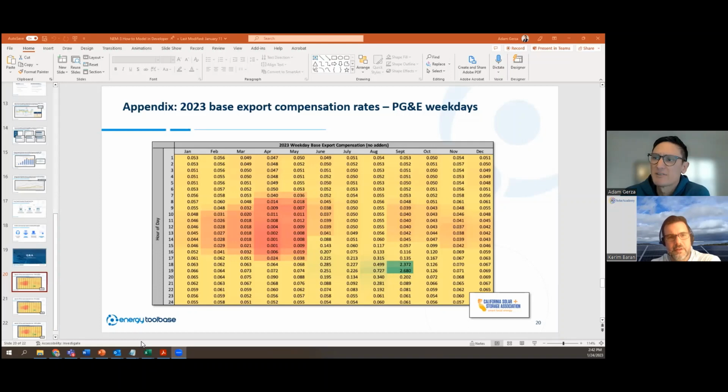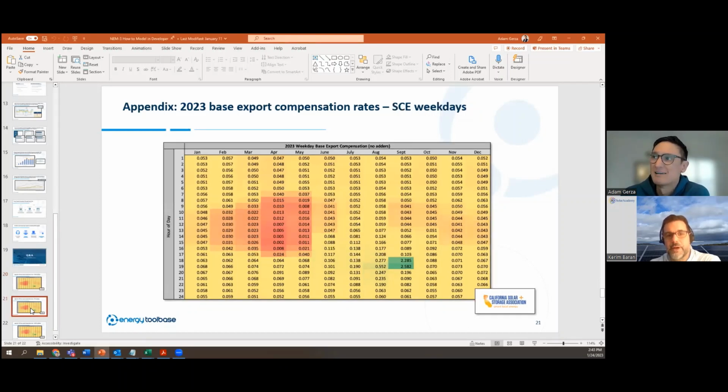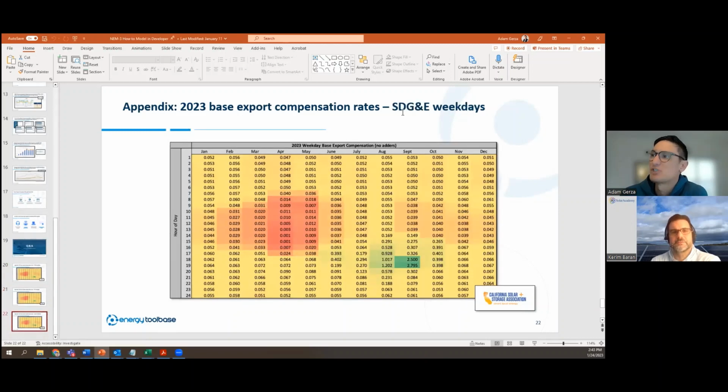Right. So that applies to both resi and commercial. These tables are actually the same. Oh, same rates for resi and commercial. It's interesting. Same rates for, okay. And each IOU has their own unique tables. But the SDG&E avoided cost calculator values are the same for resi and commercial for those hourly exports.